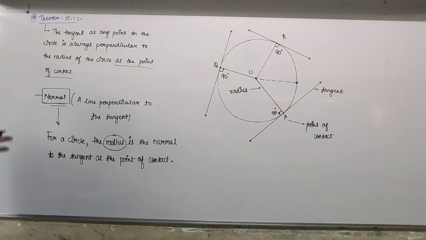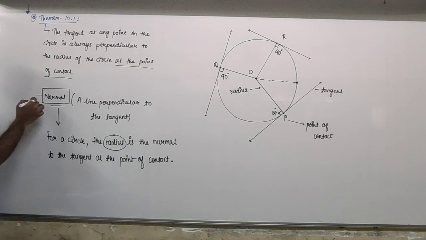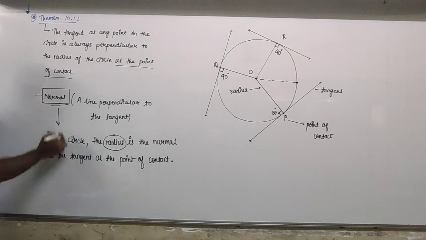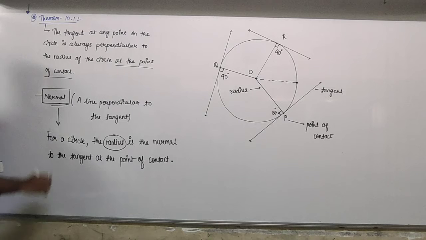Where there is a tangent there will be a normal, and where there is a normal there will be a tangent. These two go hand in hand with each other, normal and tangent.